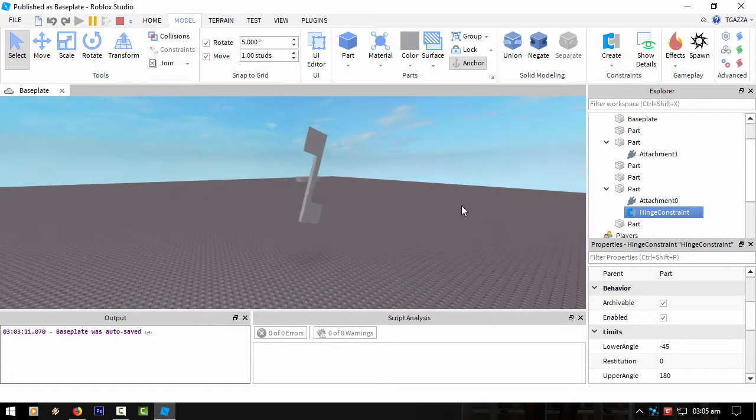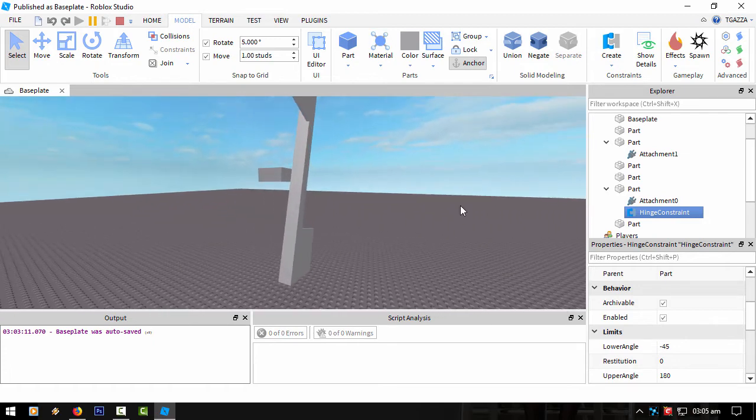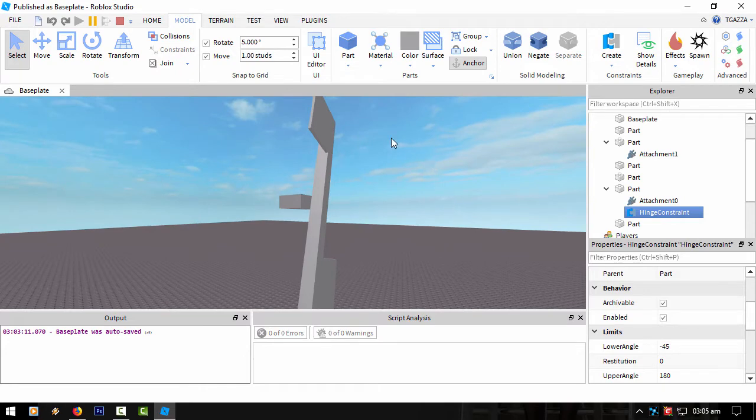So that's the hinge and ball constraint. The ball constraint is basically, think of your shoulder, and then you can move it at any angle basically. The hinge constraint is like your elbow, if you like, which can only move a certain angle, but with the hinge you can actually rotate it 360 and beyond, if you like.